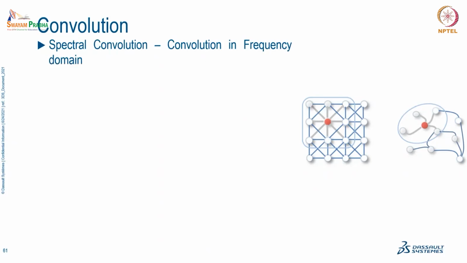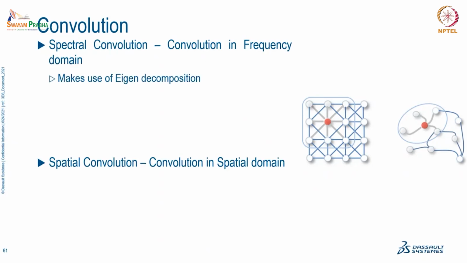So convolution is of two types, spectral and spatial. The spectral convolution is based on the frequency domain, where we use Fourier analysis, and we basically use eigen decomposition. That is the main thing in spectral convolution. In spatial convolution, we don't use eigen decomposition. We directly use message passing itself, and it is simple compared to the spectral one to understand.